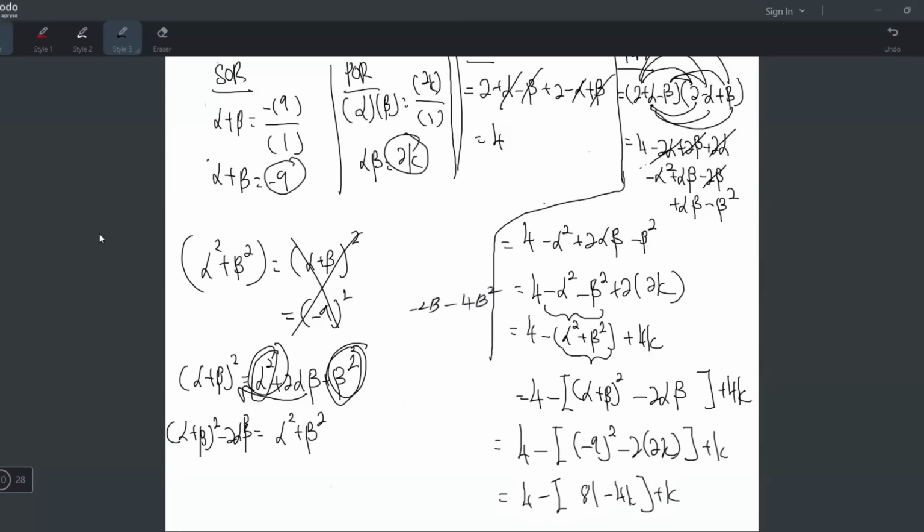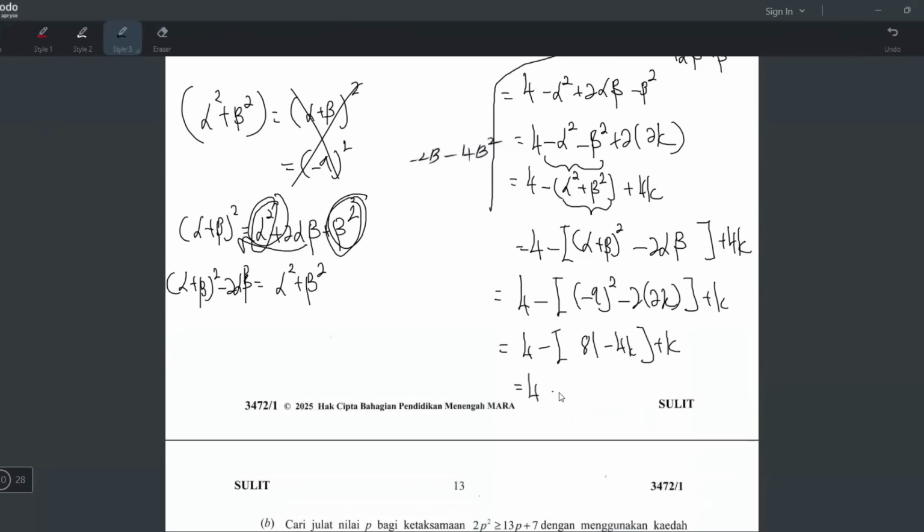Okay, now we open the bracket. When you open, there are 2 terms inside, so both have to change sign. 81 plus 4k, like that. Plus k. So the final answer, 4k plus k, 5k. 4 minus 81, negative 77.